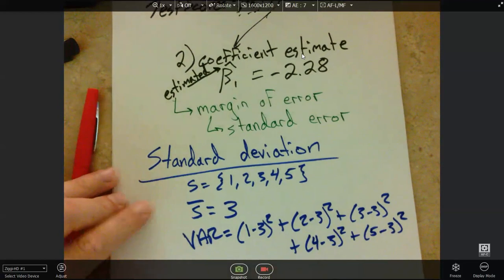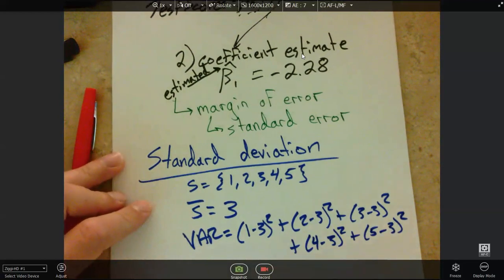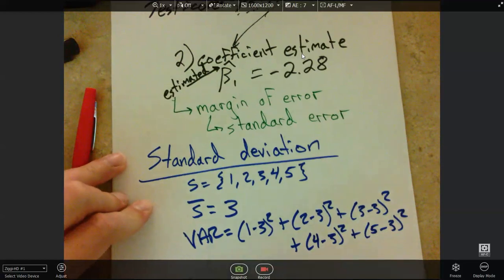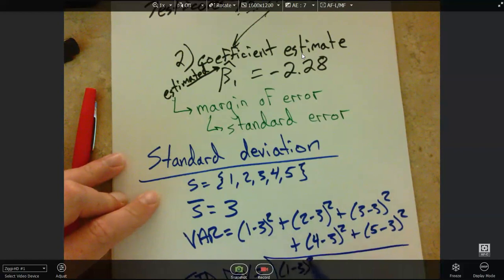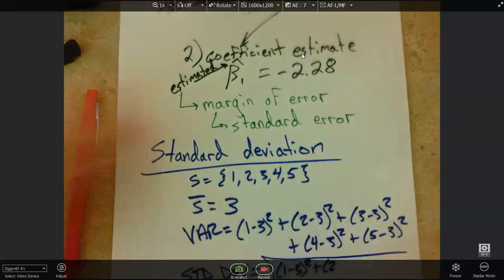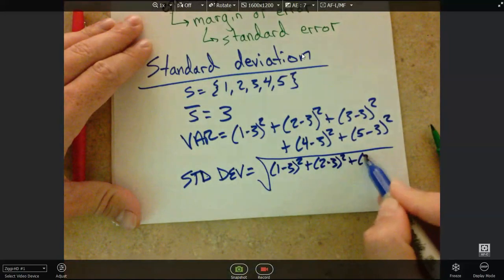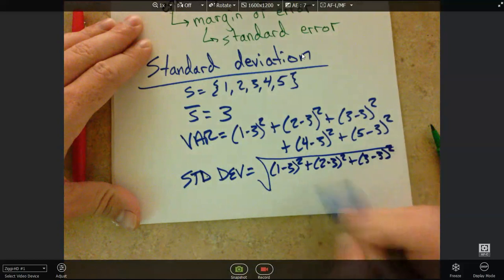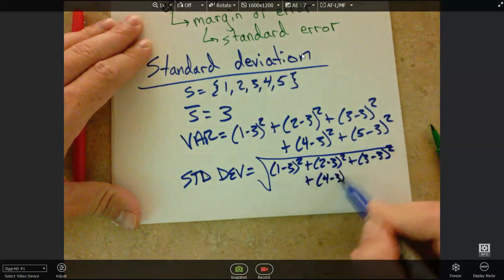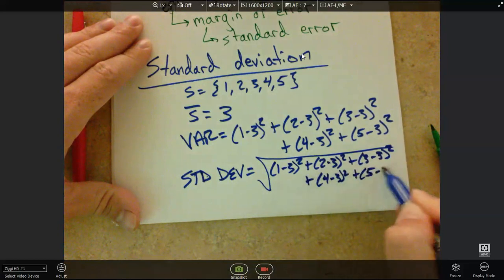And then sometimes we divide by n, sometimes we don't, but that's not the point. The point is the standard deviation is just the square root of this mess, this 1 minus 3 squared plus 2 minus 3 squared plus 3 minus 3 squared plus 4 minus 3 squared plus 5 minus 3 squared.